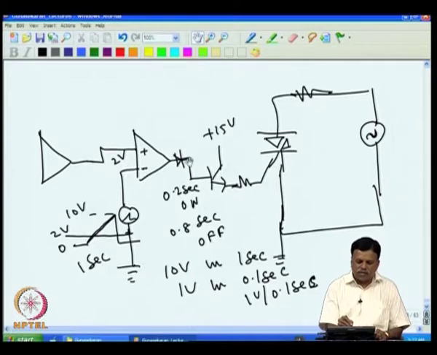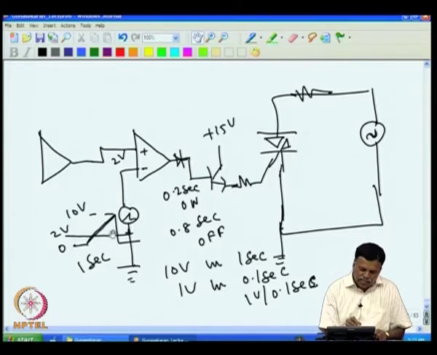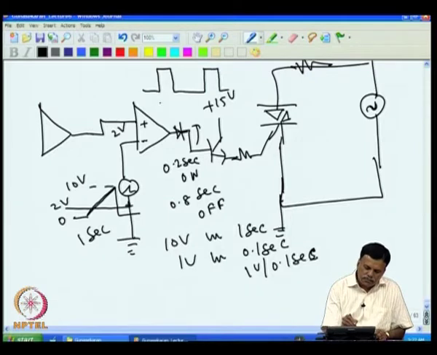So, up to 0.2 second it will be on, and several AC cycles will be going through, because one AC cycle lasts only 20 millisecond. So, in 100 millisecond there are only 5 cycles, and in 200 millisecond you will have 10 cycles conducting. Then the remaining 0.8 second will be off. If you see the pulse at this point, you will have 0.2 second on, 0.8 second off.